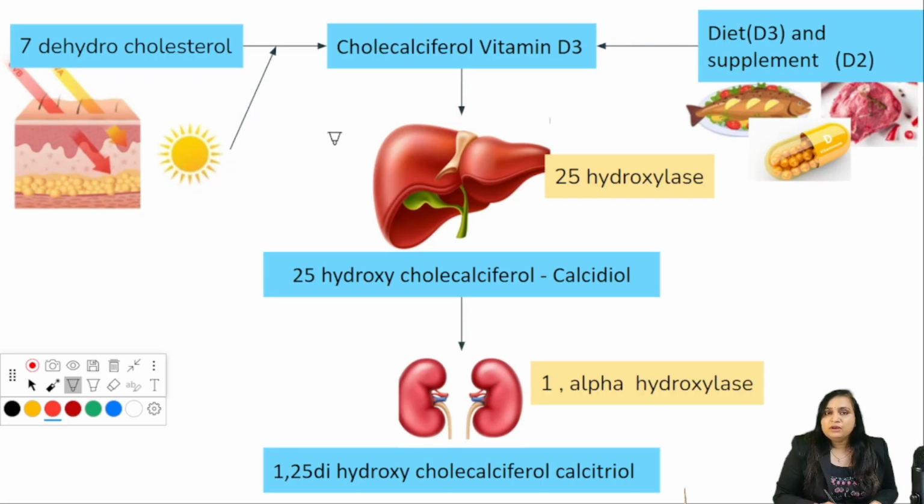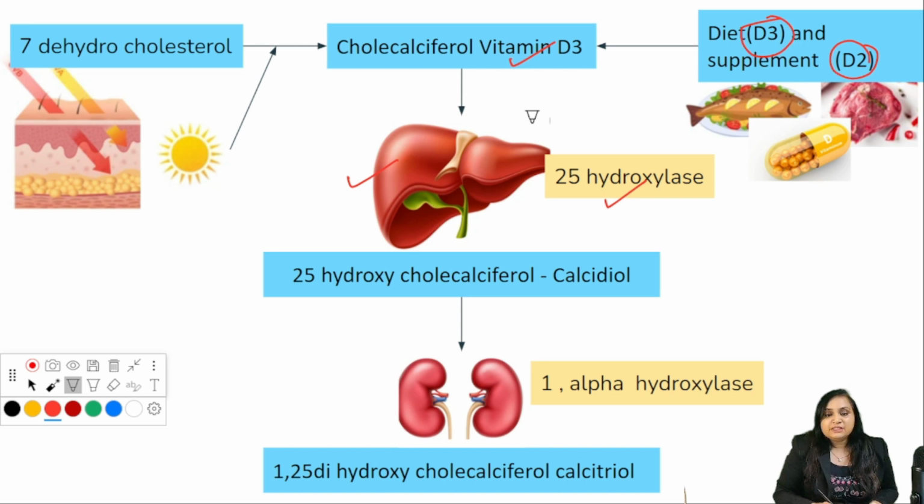Let's understand the metabolism and absorption of vitamin D. 7-dehydrocholesterol, which is under the skin, in presence of ultraviolet B rays, in presence of sunlight, gets transformed into cholecalciferol, that is vitamin D3. Whatever diet we have taken, from that we receive vitamin D3, and supplements give D2, and both these forms, cholecalciferol vitamin D3, will go to the liver with the help of 25 hydroxylase enzyme.